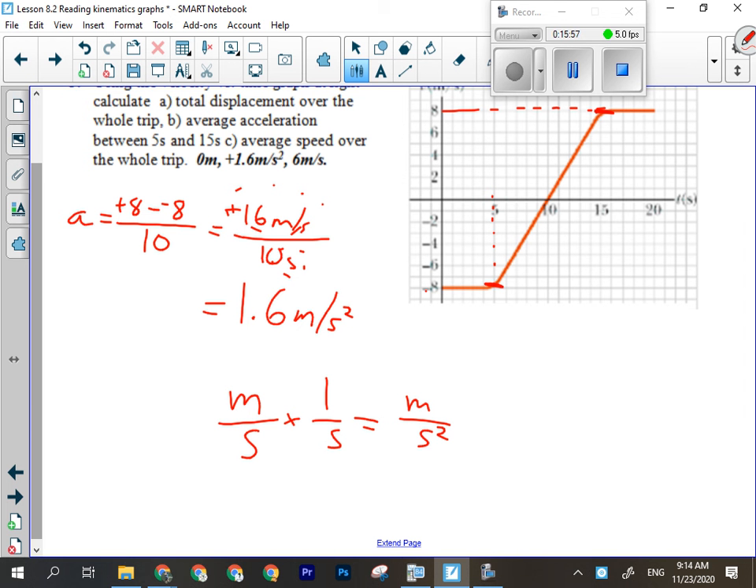All right, how are we doing with part C? How many people have done part C? All right, so let's have a look at part C then as well. We want to calculate the total distance traveled.